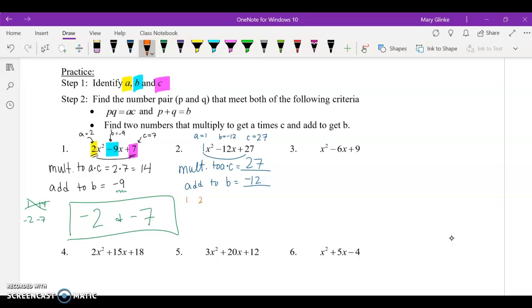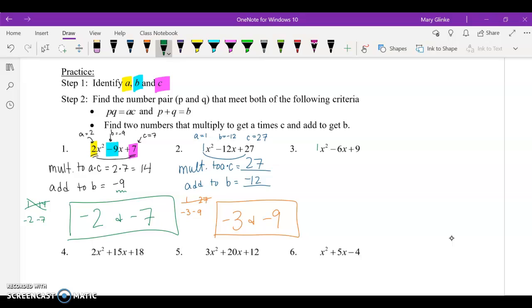So we can use 1 and 27, we can use 3 and 9, and those are our only options. So the only one that would add to get -12 is if we used the 3 and the 9 and they were both negative. And it does work out because -3 times -9 is 27. So our number pair would be -3 and -9, in any order is totally fine.